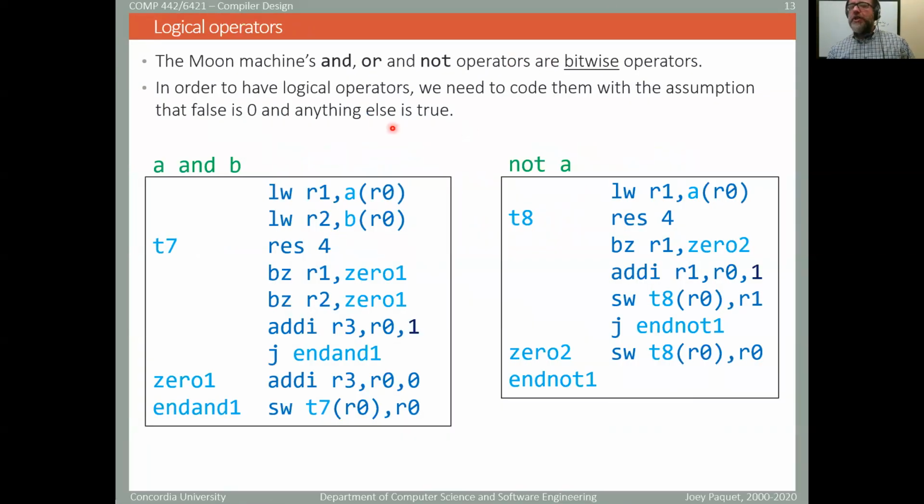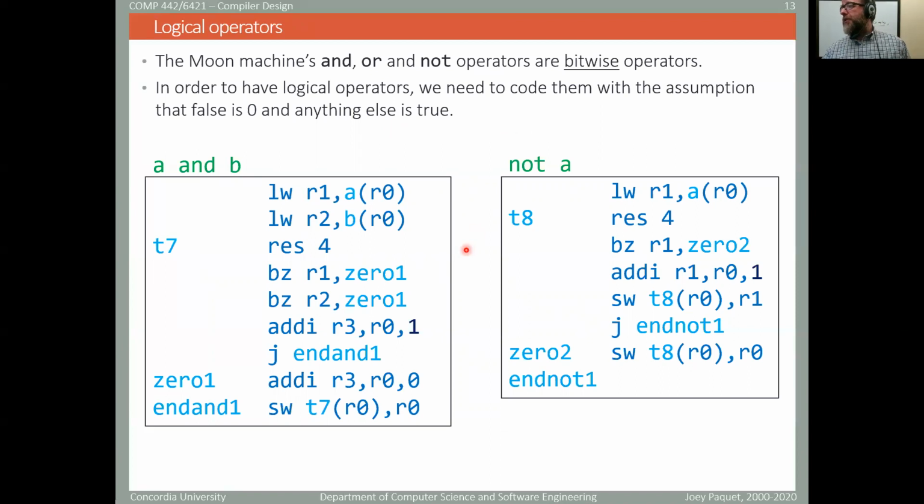Now, if you want to do logical operators, it's a little bit more complicated, because in Moon machine there are actually bitwise operators. Moon machine's and and or are not the same thing as the logical and and or you understand. They are bitwise operations. So if you want to implement logical and, logical not and logical or, you must somehow hard code them.